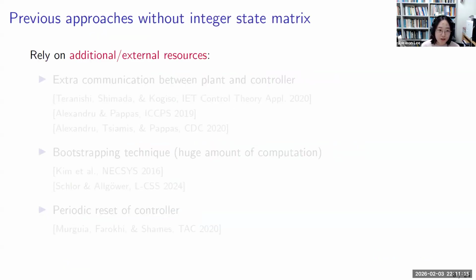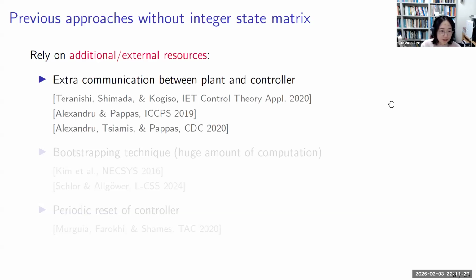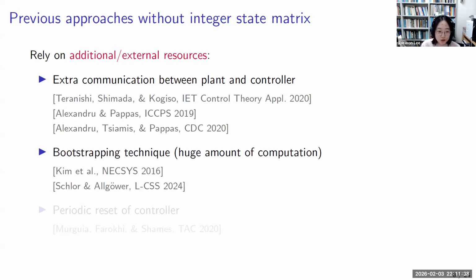Well, still, there are previous approaches without reformulating a given controller to have an integer state matrix. However, they all rely on some additional or external resources. For example, they require some extra communication between the plant and the controller, or others use the bootstrapping technique, which is a technique from cryptography that requires a huge amount of computation. And there's also a result using a periodic reset of the controller.